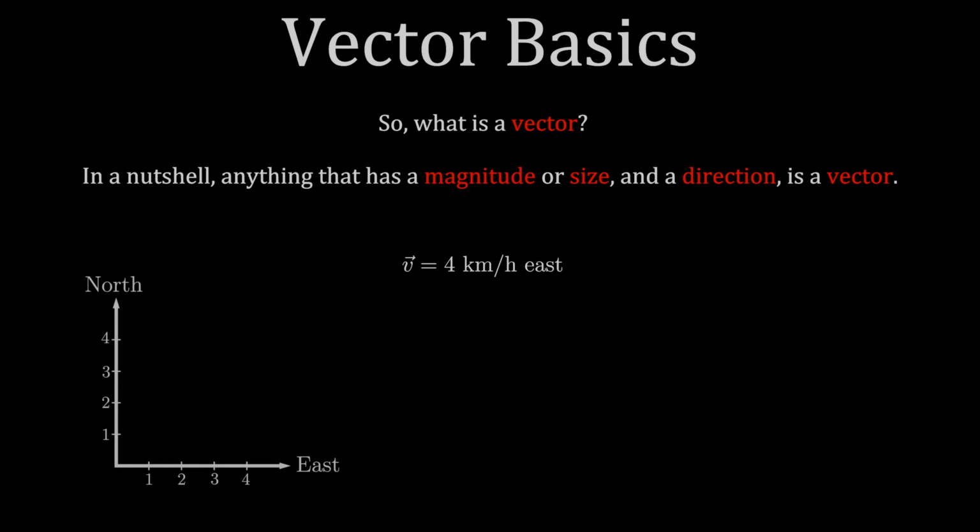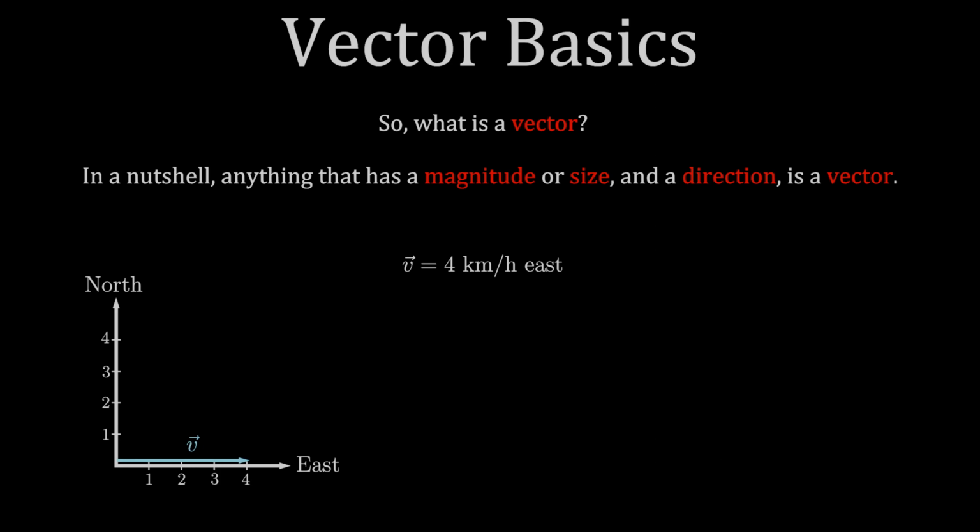Let's take a look at a coordinate system now. To be precise, this is a two-dimensional Cartesian coordinate system. The two dimensions here are east going to the right and north heading upward. We denote vectors symbolically as an arrow, starting and ending at some point in space. The base or starting point of the vector is called the tail, while the arrow part is called the head. In this case, we know the magnitude of our velocity vector is 4 kilometers per hour, so it should be 4 units long, and the direction is east, so it should be pointing straight east.